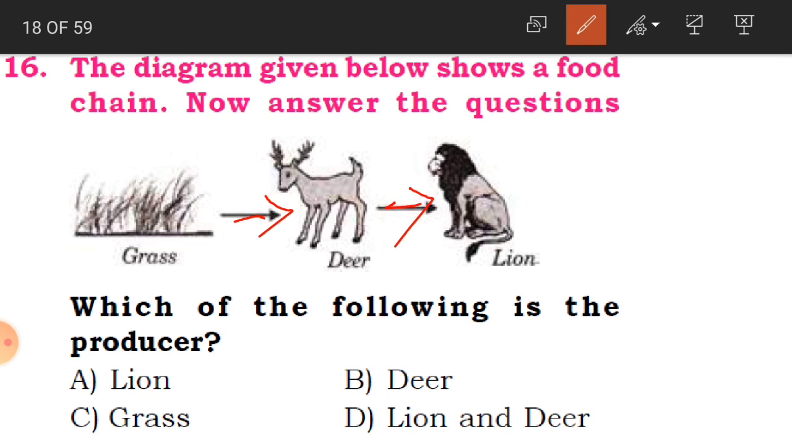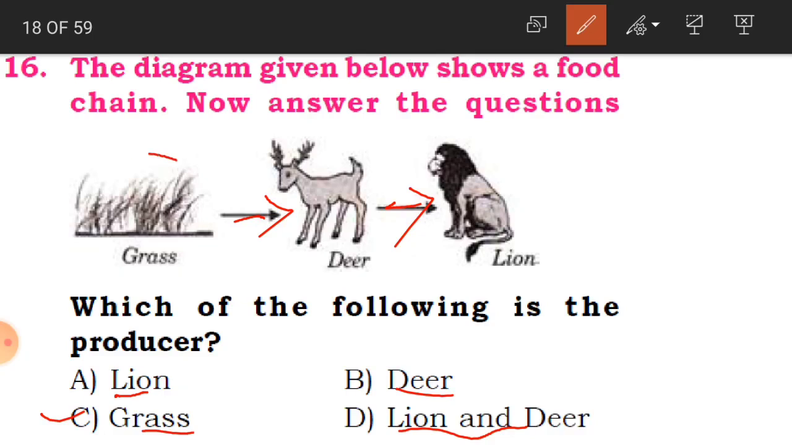Which of the following is the producer? A option lion, B option deer, C option grass and D option lion and deer. Which one, children? Which is produced as food here? Yes, it is grass. C option is the correct answer.